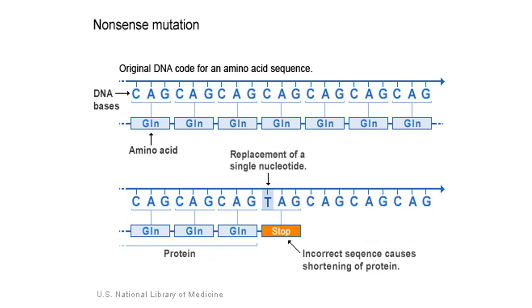Now, moving along the same scenario, what we're going to do here is look at something that's called a nonsense mutation. So basically, a nonsense mutation leads to the appearance at the end of the mRNA. It leads to the incorporation of a stop codon.